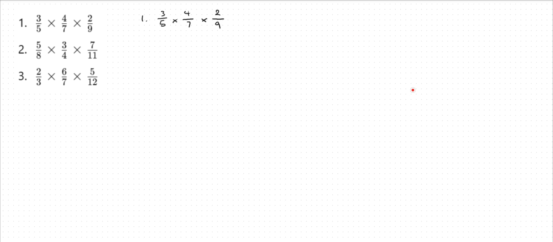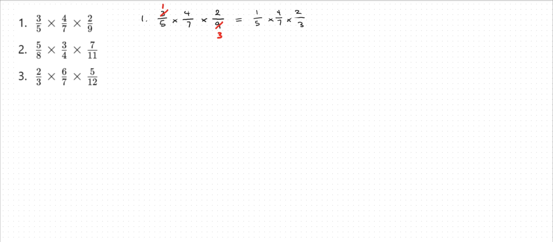But I can see a common factor between 9 and 3. And that would be 3. So 9 divided by 3 is just 3, and 3 divided by 3 is just 1. Now I can't see any others there. So now we're going to rewrite our question, and it's going to be equal to 1 over 5 times 4 over 7 times 2 over 3.